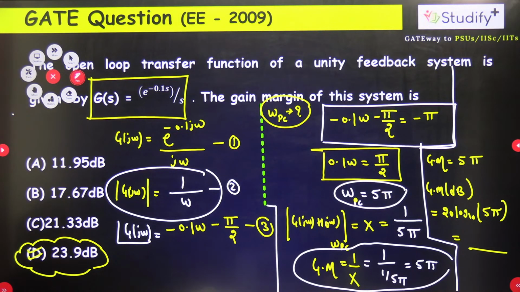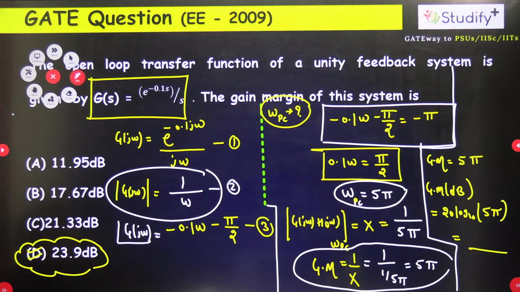In this magnitude, if I put omega PC 5 pi, 23.9 only. Shabash, beta, shabash. Do it fast. Is this completed or are you still doing it? Write it fast. The correct answer is 23.9 dB.